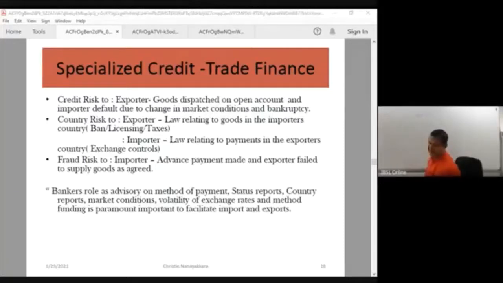Now, this letter of credit will be established based on A's credibility or creditworthiness.